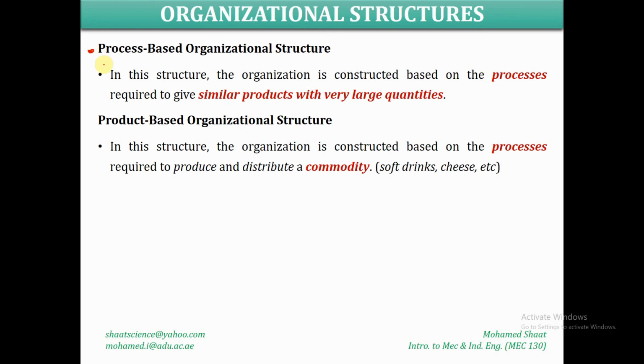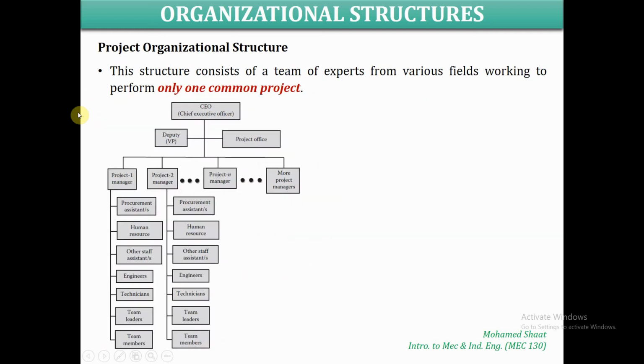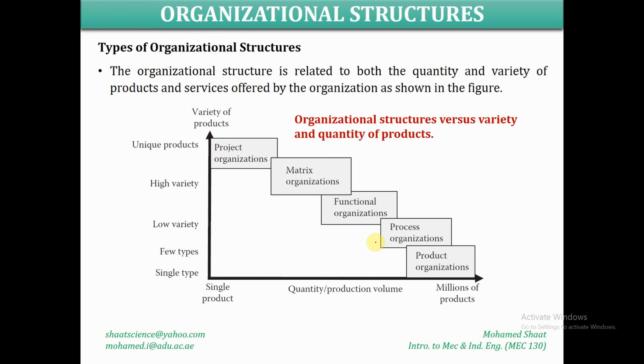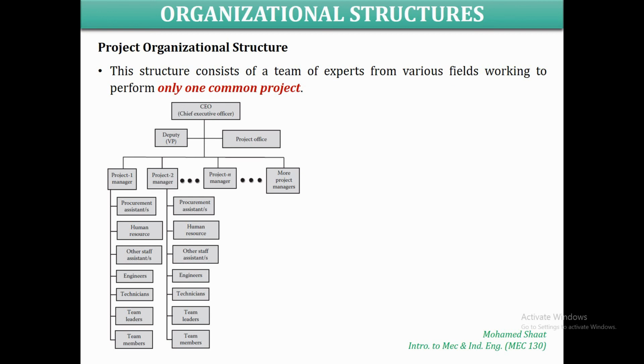The next organizational structures are the process-based organizational structure and the product-based organizational structure. They are different, and they are the last two boxes here. What is the difference between them? The process-based organization can make many products, but the variety between these products is very limited, and what they have in common is the process itself. But the product-based organization makes a specific product, but in a huge quantity.